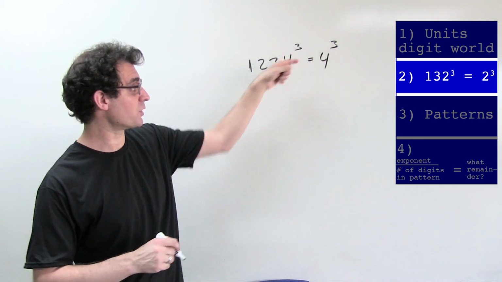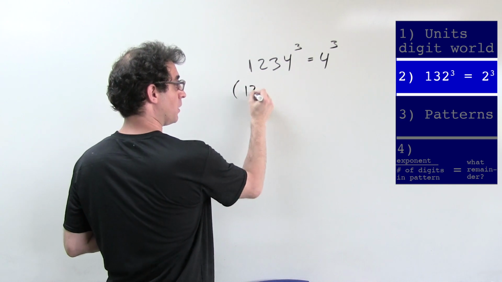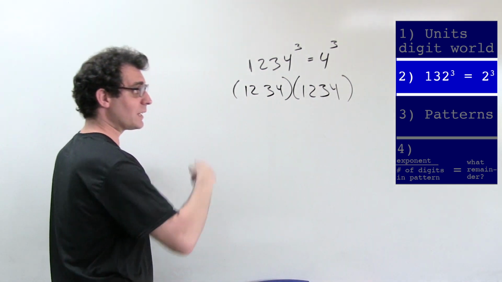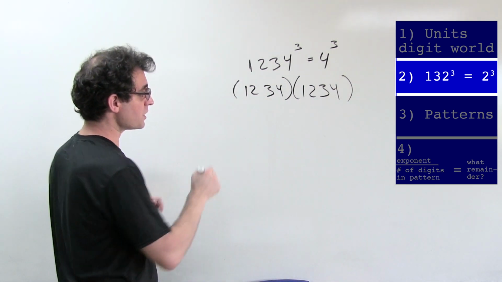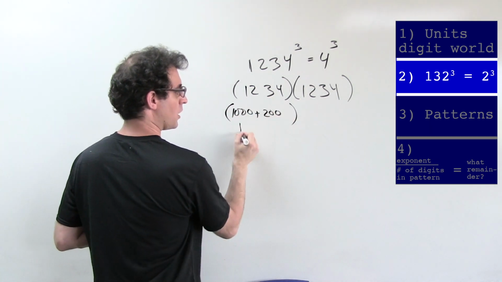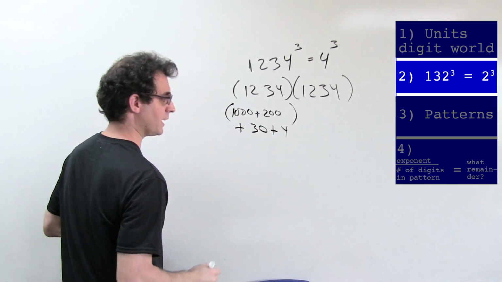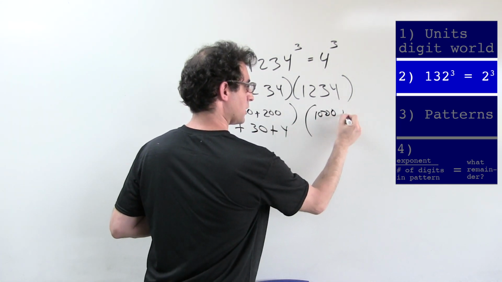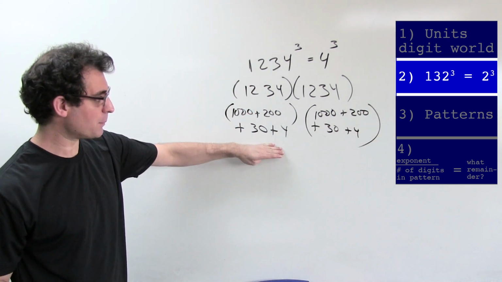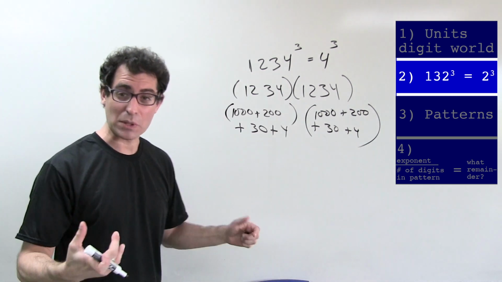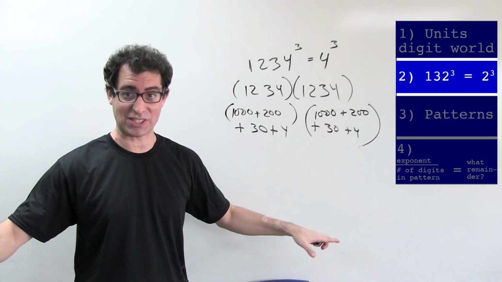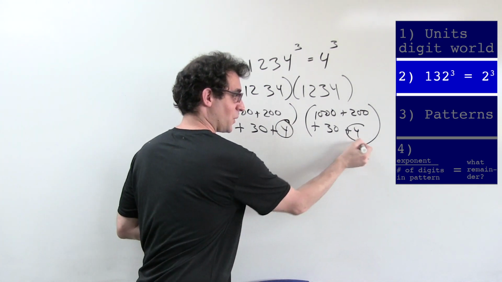So 1,234 cubed, we can do that first by squaring it. 1,234 times itself. First we have to square it, right? And then we'll multiply it again by 1,234. Well, to square it, 1,234 is the same as 1,000 plus 200 plus 30 plus 4. And this is the same as 1,000 plus 200 plus 30 plus 4. We're multiplying this number by this number. What we might be able to see is that the only combination of these things that ever produces a units digit is 4 times 4.